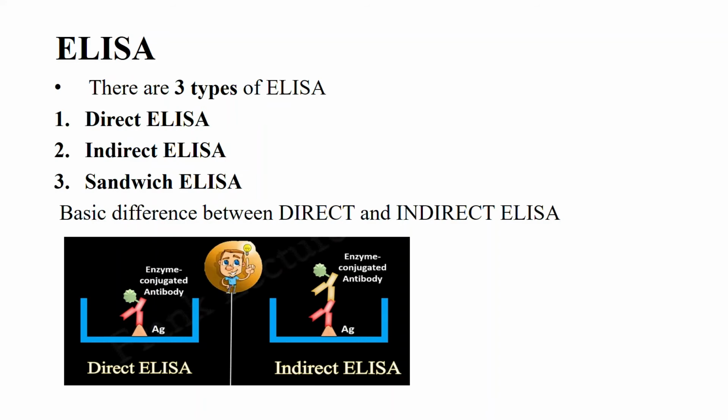If you look at this picture, you can notice the basic difference between direct ELISA and indirect ELISA. In direct ELISA, the enzyme-linked antibody is directly attached to the antigen, whereas in indirect ELISA, the enzyme-linked antibody is attached to an antibody which is not directly attached to the antigen. So this is the difference between direct ELISA and indirect ELISA.